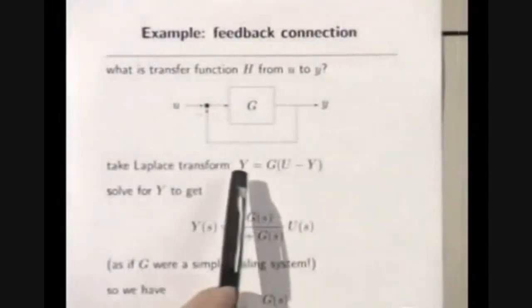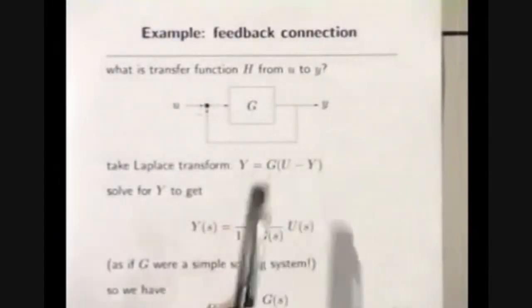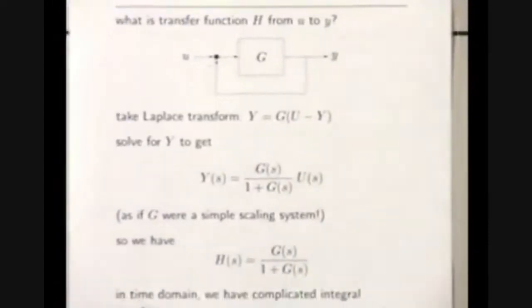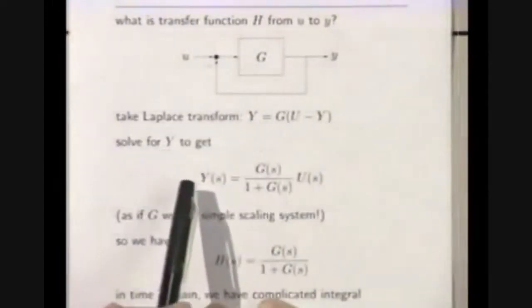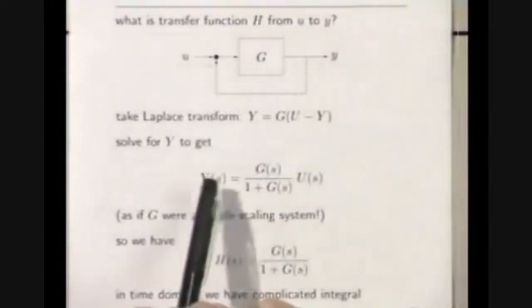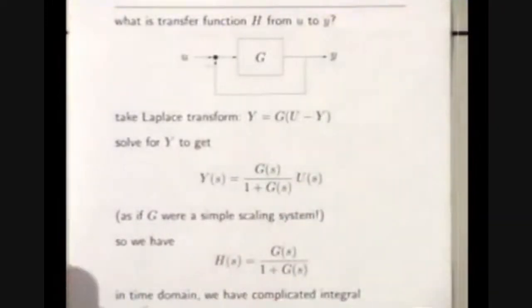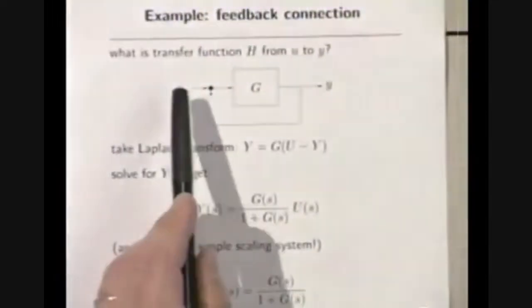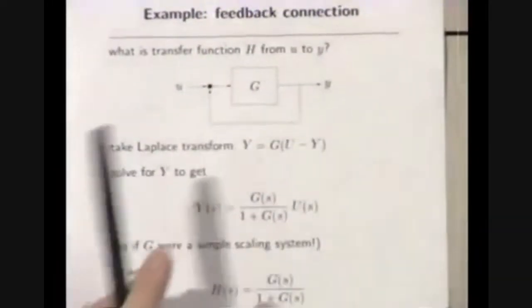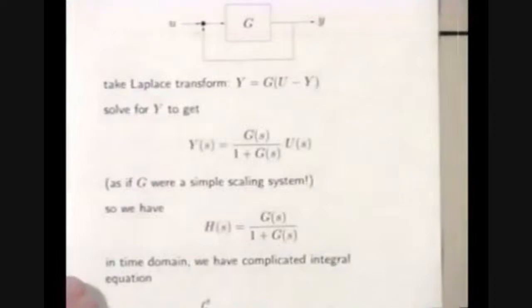If we take the Laplace transform, we just get Y equals capital G times U minus Y. You put GY on the other side and solve for it, and you get capital Y is G over 1 plus G times U. And so the transfer function of the system from here to here, we say, is G over 1 plus G. That's how you do it.